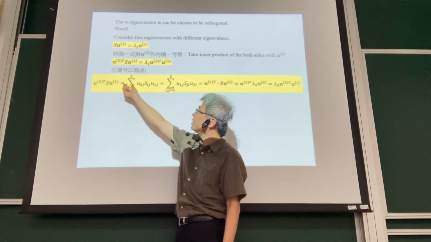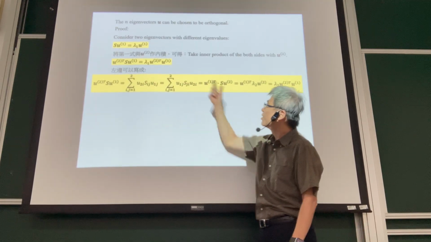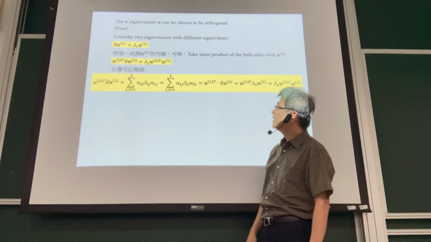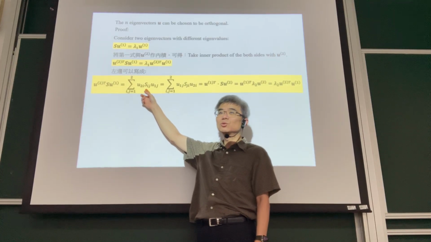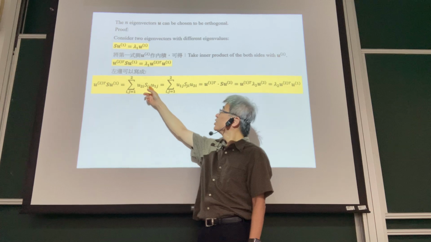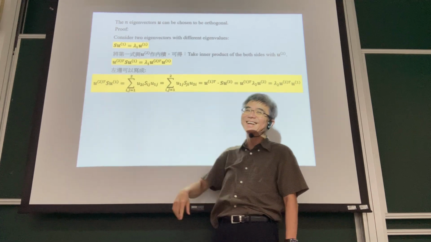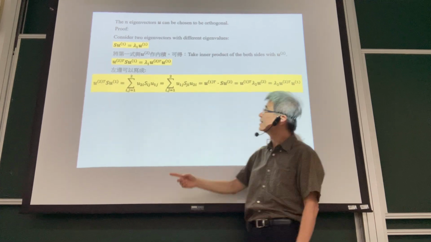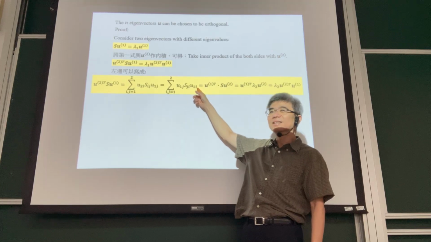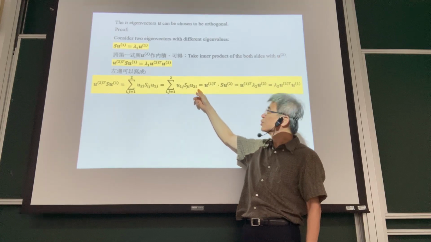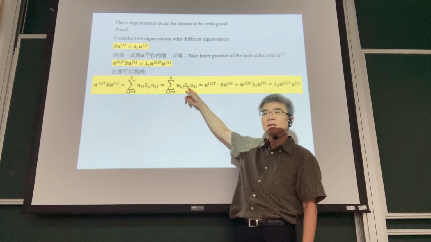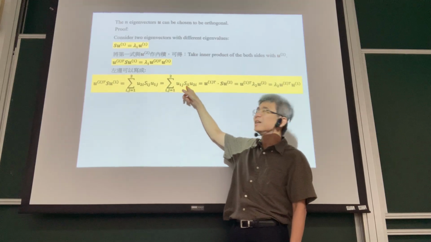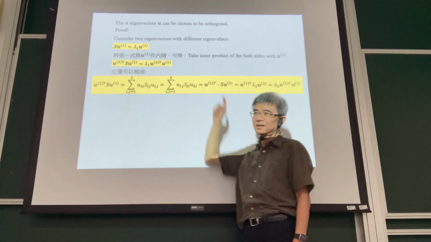Therefore, I pull this U1 to the front, U2 to the right-hand side. Okay, and I use the trick again: Sij is equal to Sji. I like to do that because now the right-hand side is I. So I like to match I with the right index, and match the left with the left index of this S.